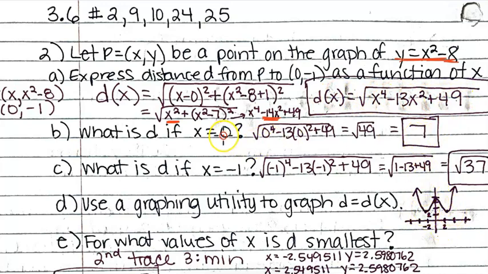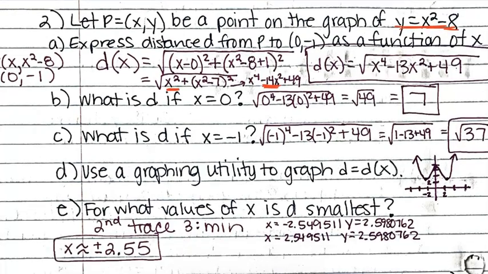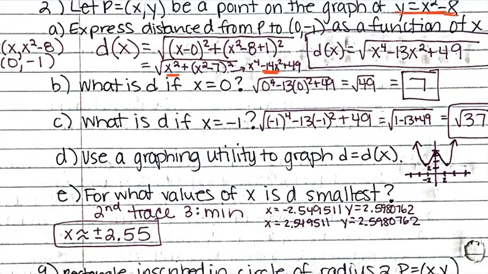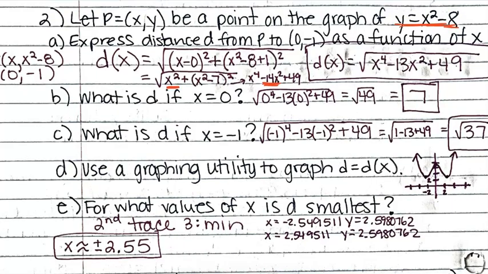I already have this exact point: when x is 0, y is 7. That's this one right here. And in part E, you have to use the graphing calculator to find these 2 points. So that should make it pretty easy to draw an accurate graph there. So for what values of x is D the smallest?